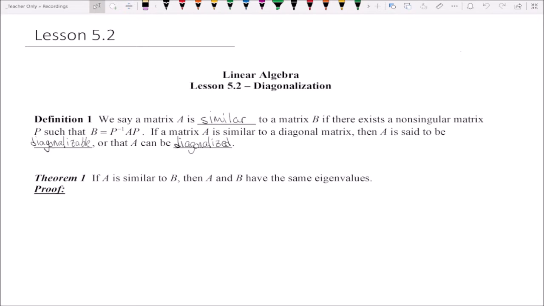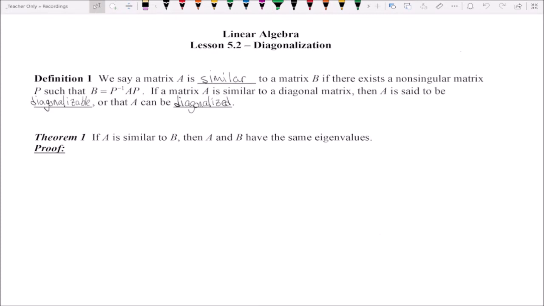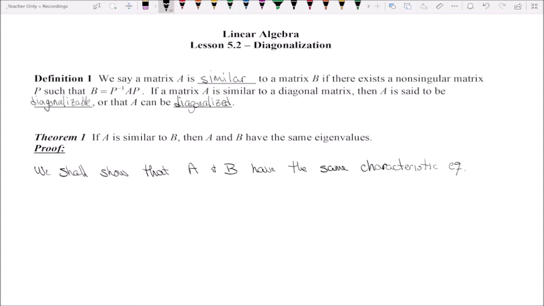If A is similar to B, then A and B have the same eigenvalues. To see this, what we're going to do is show that they have the same characteristic equation. So the characteristic equation for B is the determinant of lambda I minus B. And since A is similar to B, we can say that this is the determinant of lambda I minus P inverse times A times P.